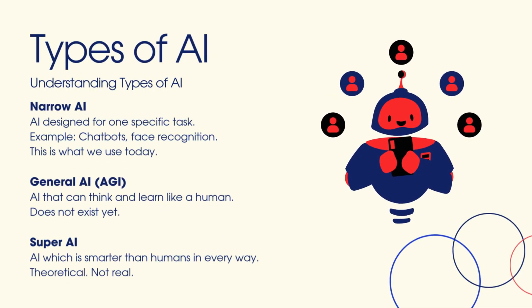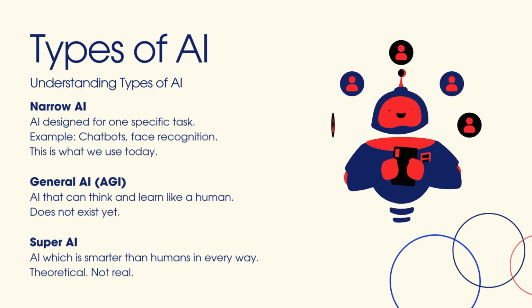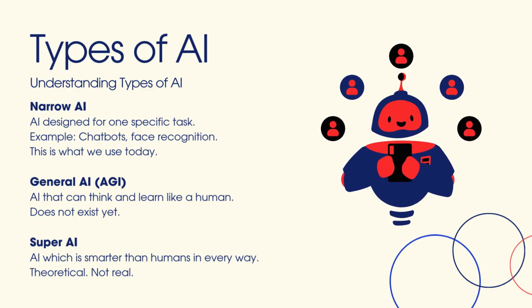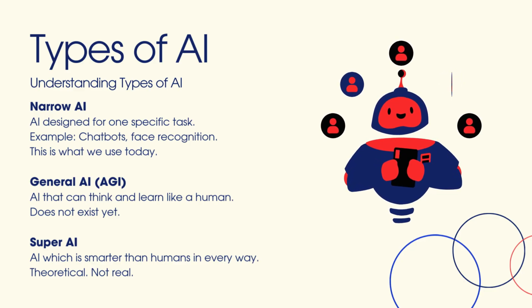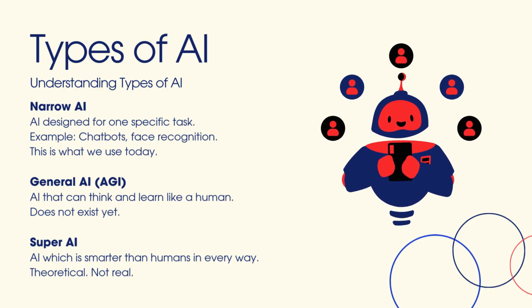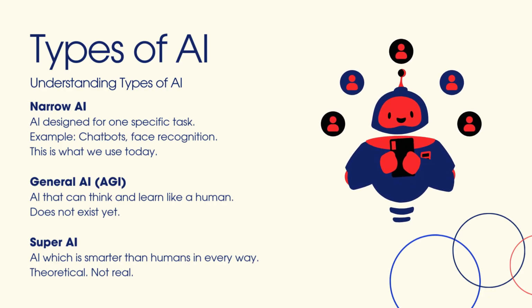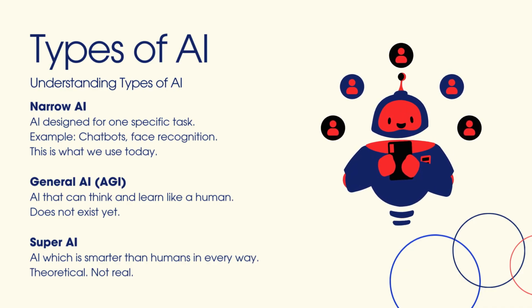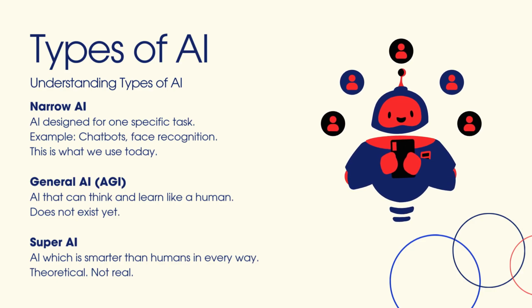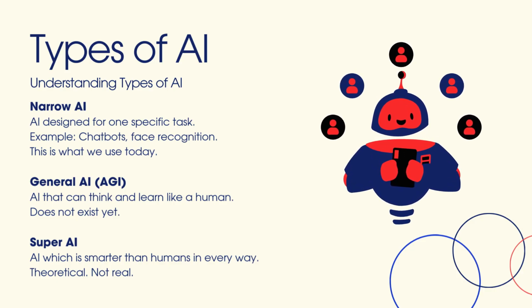Let's understand the types of artificial intelligence. There are three main types. The first type is narrow artificial intelligence. This is designed to perform one specific task. For example, chatbots or face recognition systems. They are intelligent in one area only. This is the type of artificial intelligence we use today.